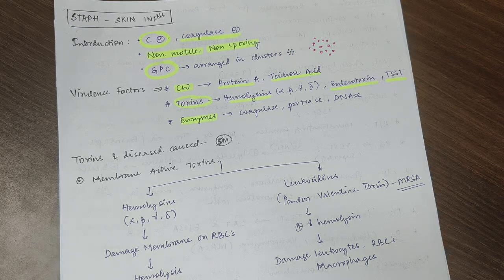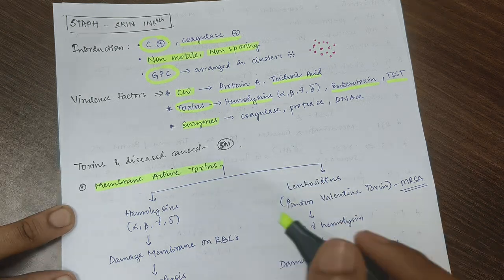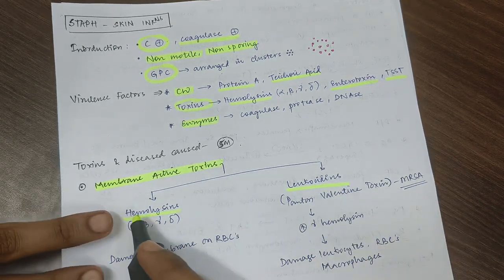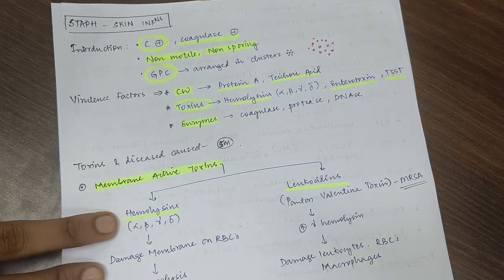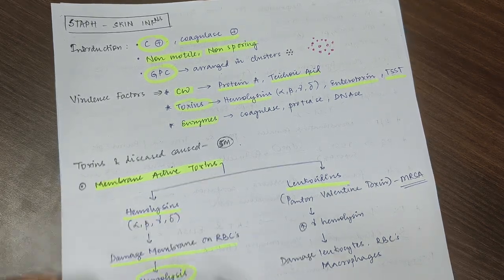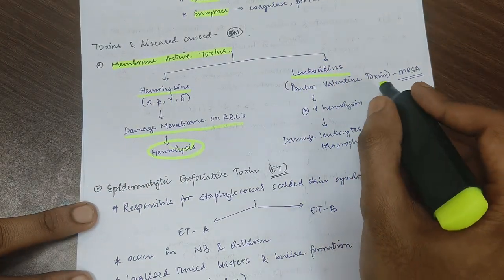So concentrate on the toxins which are released by the Staphylococcus that I am going to mention now. First, the membrane active toxins, that is hemolysins and leukocidins. What these toxins do, as the name itself says, is hemolysis. They are going to damage the membrane of the RBCs, leading to hemolysis. Leukocidins are also called Panton-Valentine toxin.